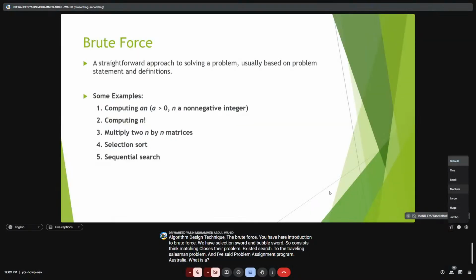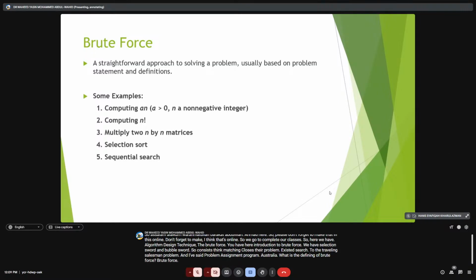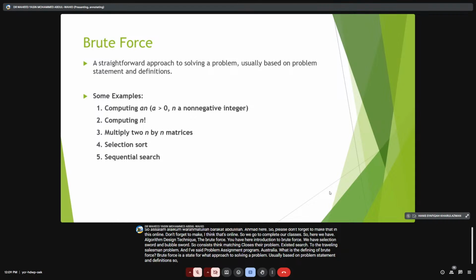What is the definition of brute force? Brute force is a straightforward approach to solving a problem, usually based on a problem statement and definitions. Some examples here: computing a^n (a greater than 0, n a non-negative integer), computing n factorial, multiplying two n by n matrices, and selection sort and sequential search.